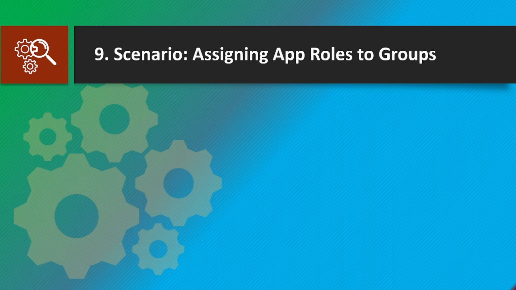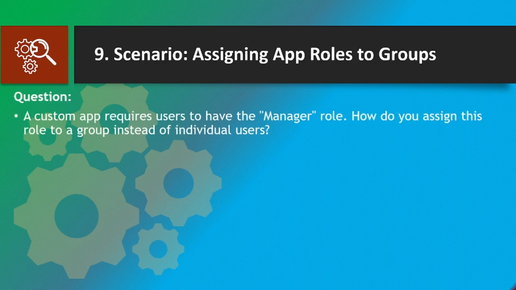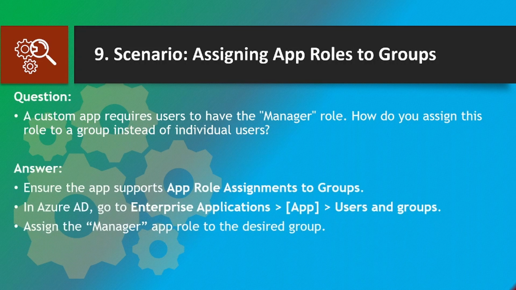Next, ninth scenario, assigning app roles to groups. Question: a custom app requires users to have the manager role. How do you assign this role to a group instead of individual users? Answer: ensure the app supports app role assignments to groups. In Azure AD, go to Enterprise Applications, select the app, go to Users and Groups. Assign the manager app role to the desired group.